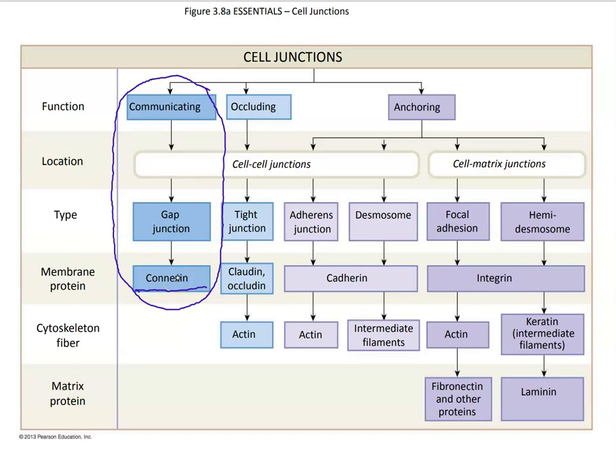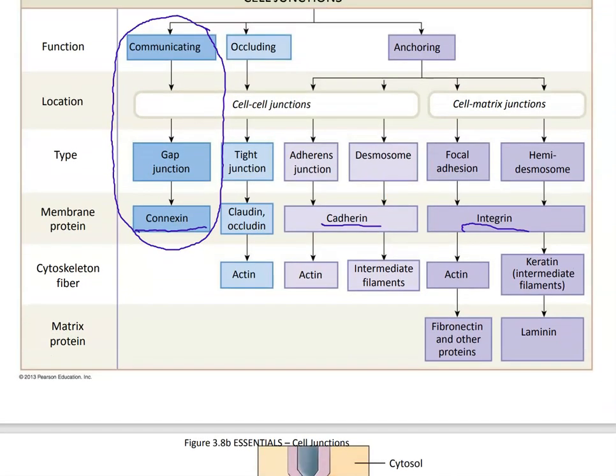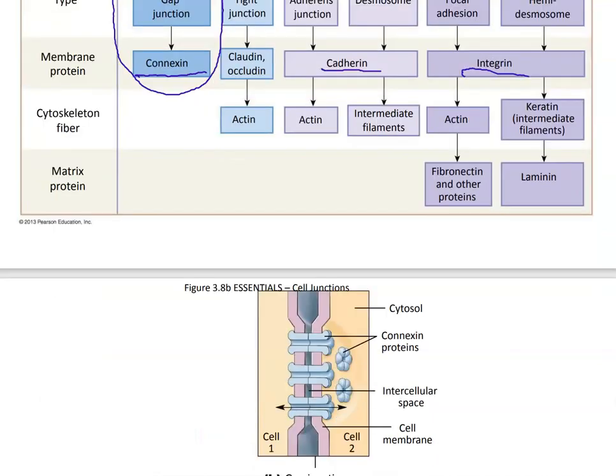And then, of course, we have these occluding junctions that are preventing stuff from traveling, like a lipid raft from traveling in an area that it's not supposed to be. We won't be talking too much about these. And then anchoring junctions, there's a variety of them. The integrin family of proteins is important on that end, and cadherins. But again, for physiology, make sure that you know about gap junctions and connexins.